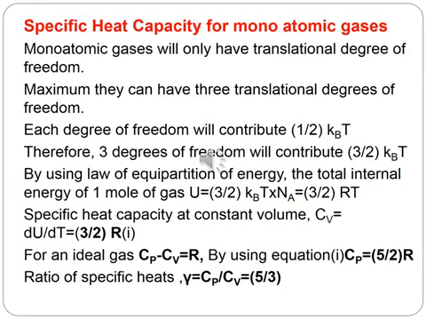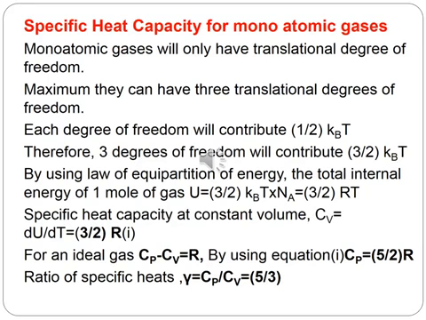The next topic I am going to discuss is specific heat capacity for monoatomic gases, diatomic gases and polyatomic gases. First, let's learn about specific heat capacity for monoatomic gases. You know, monoatomic gases will only have translational degrees of freedom. So, they can have 3 translational degrees of freedom. Each degree of freedom will contribute 1 by 2 kBT. Then 3 degrees of freedom will contribute 3 by 2 kBT.